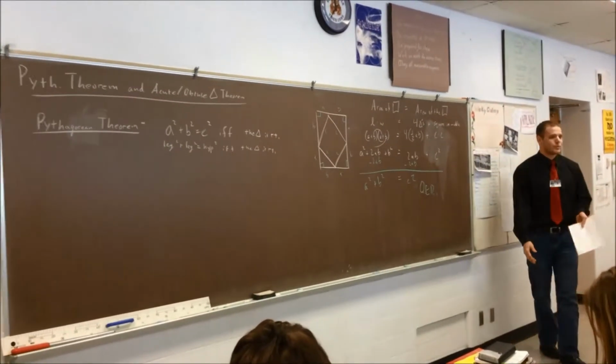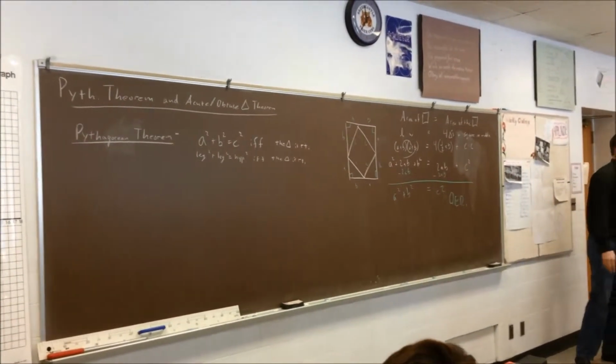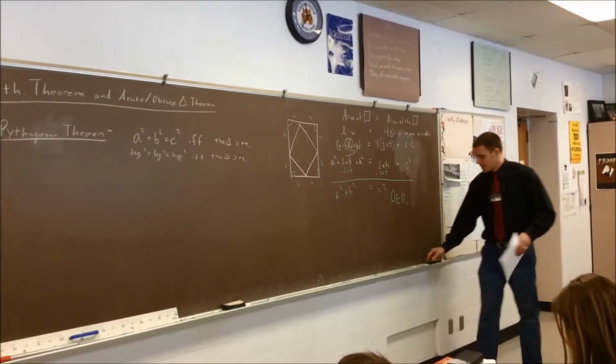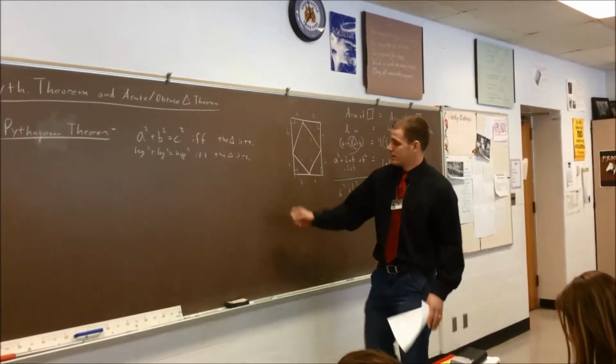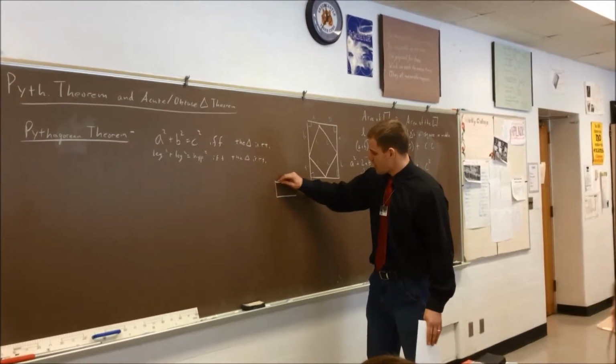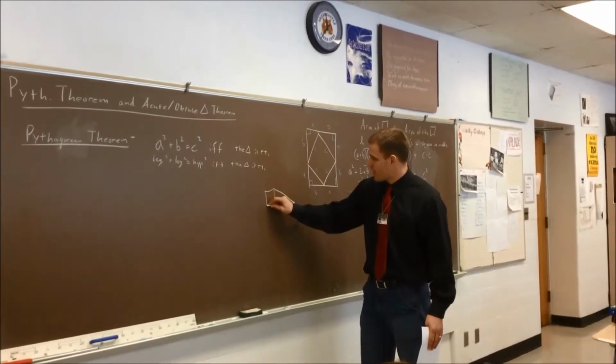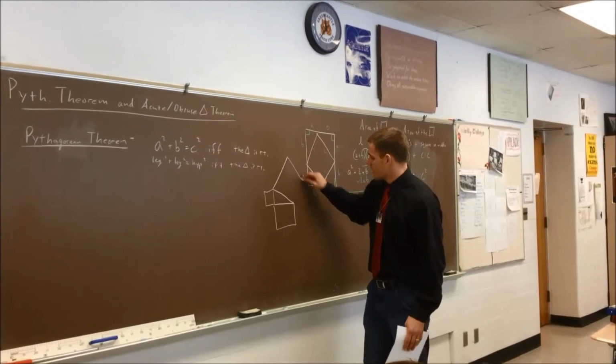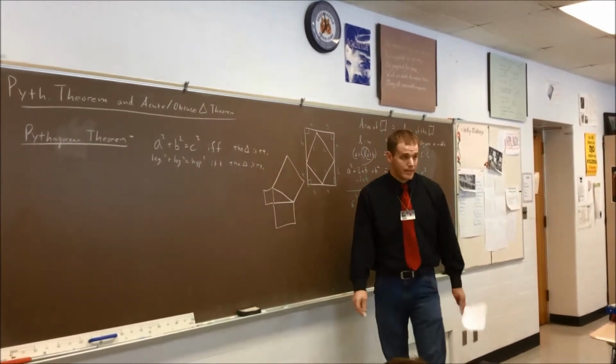And that's not the only way to prove it. There's 16 other different ways to prove it. Now, when he said this, he actually meant if you have a triangle and you took the square of this side and the square of this side, it would add up to the square of this side.